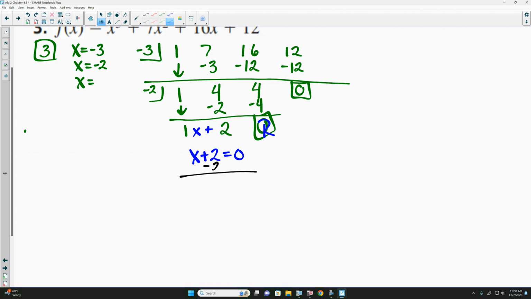At this point here, we can subtract 2 from both sides, telling us our last solution is x is equal to -2. Which means on the graph, where it intersected at -2, it just touched the x-axis and went back up. It never actually crossed there.